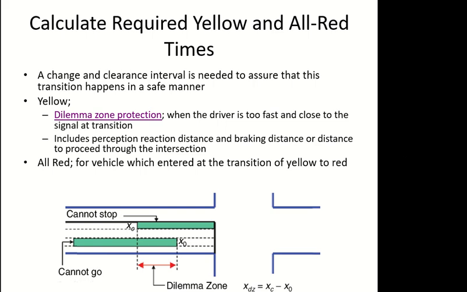Then we have all red. All red is also called a clearance interval, which is for vehicles which are in the intersection already. We want them to clear the intersection before the next signal becomes green. So you crossed in yellow, but you could not reach the other side and your signal has become red. If the next one becomes immediately green after your red, then there's a problem for you because the next driver may directly bump into you. So we hold the next driver for a few extra seconds to give you time to clear the intersection.